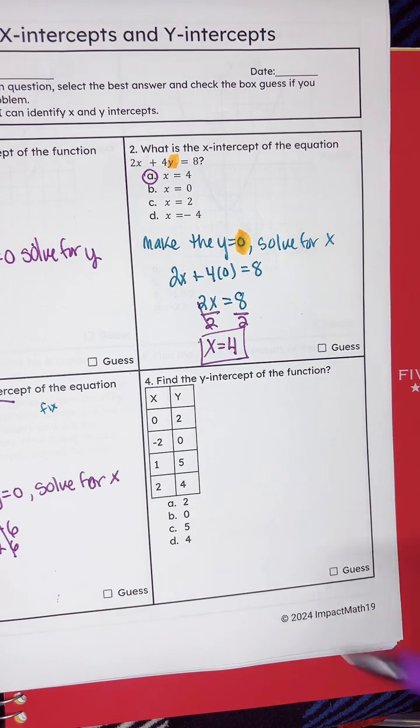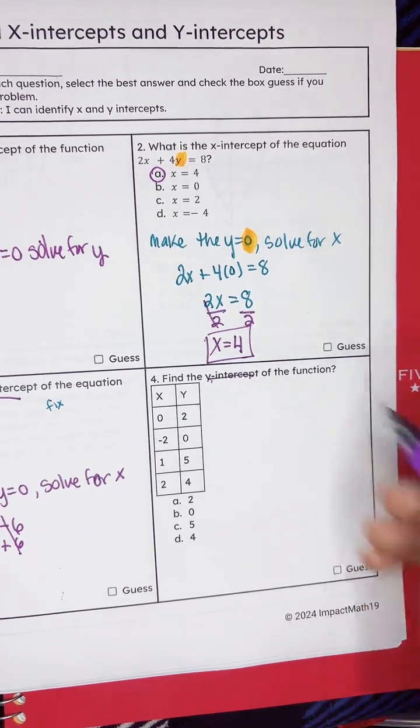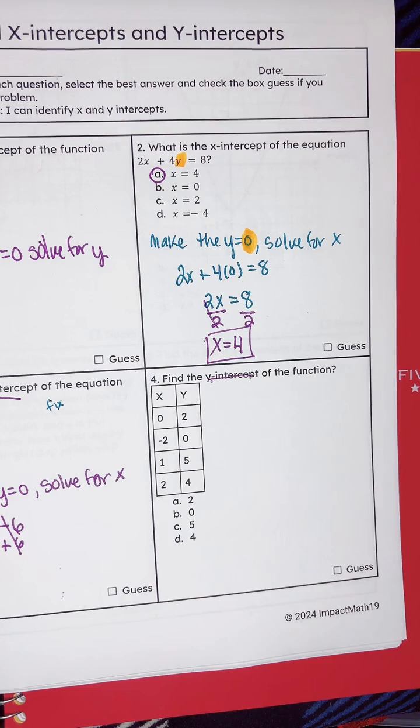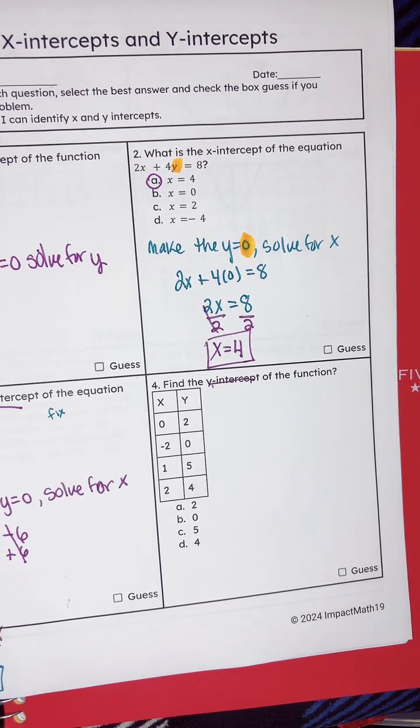Is it A, B, C, or D? What is our y-intercept? A. Let's go, Diana, Lex, Andy. Yes.